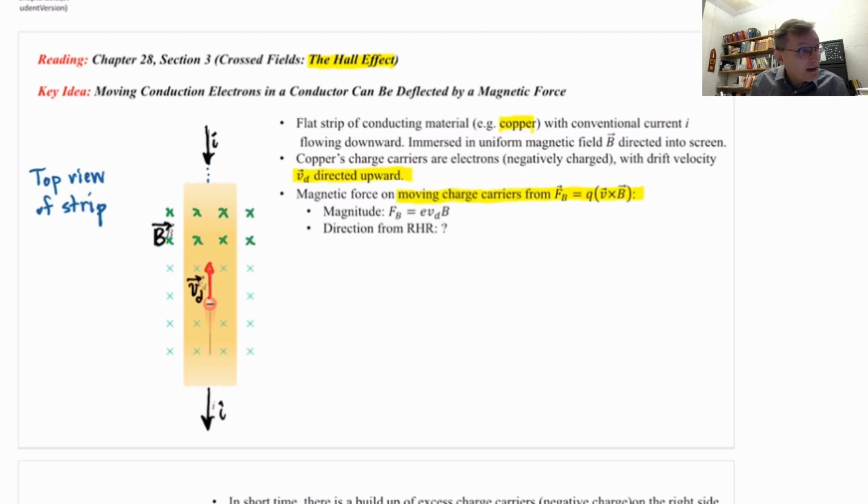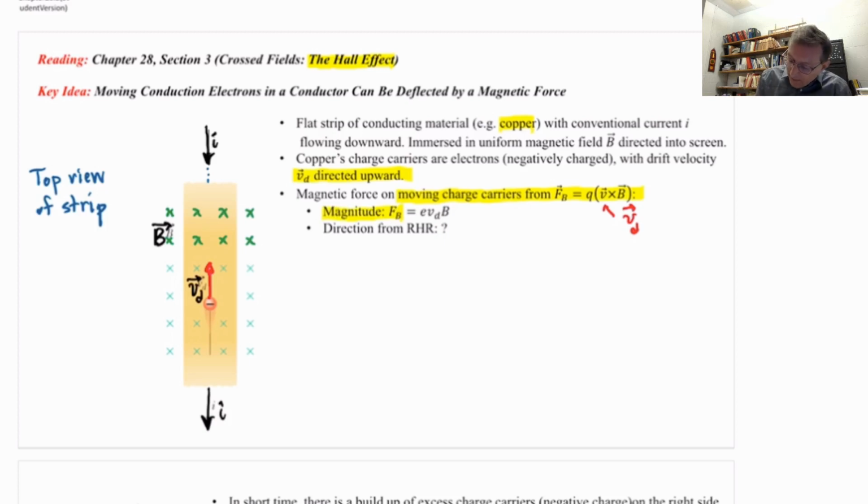And the formula for calculating that is Q times V cross B, velocity cross magnetic field. Of course, the velocity we mean here would be the drift velocity of the conduction electrons. So I want us to figure out all that we can about this magnetic force on these conduction electrons. Let's just think of the example you see in the picture. First, let's figure out the magnitude of the magnetic force on a conduction electron.